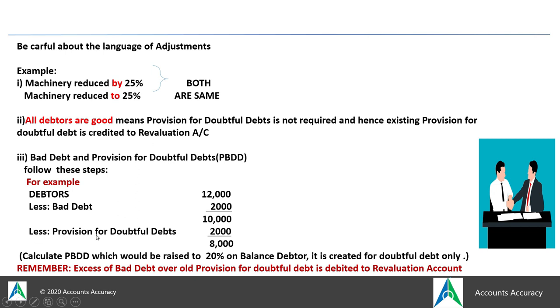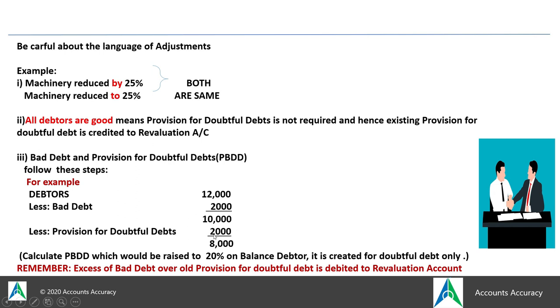If any provision exists, then you deduct that provision from the debtors. Now, if the firm creates a provision, then in that case, that provision will be created on the actual debtors, which will be calculated after deduction of bad debt.